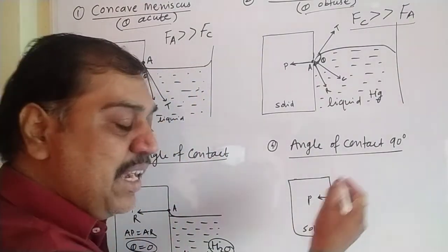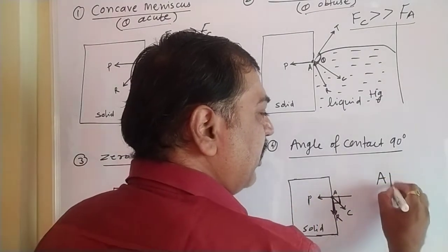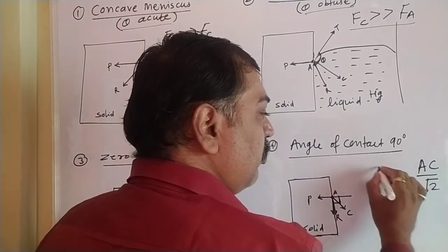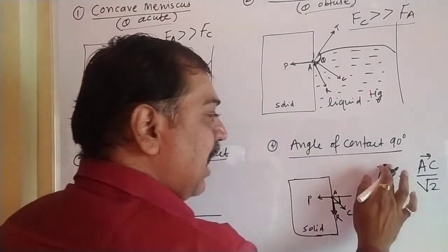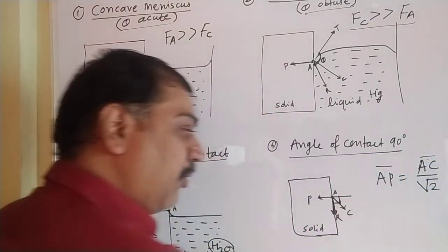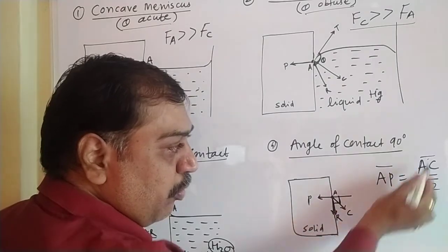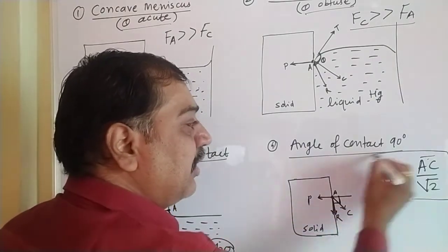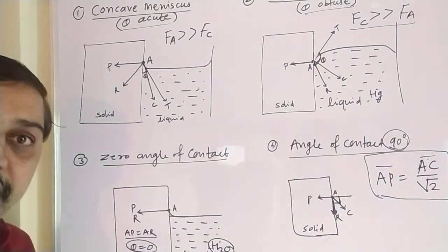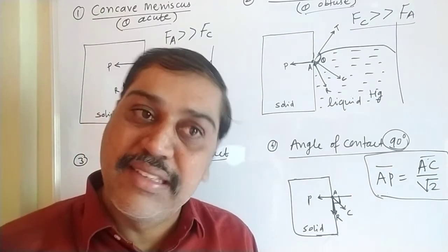Angle of contact is 90 degrees when AC and AP are related by one equation: AP equal to AC divided by root 2. They have not shown it, but we can show arrows. So AP equal to AC by root 2. If such a condition gets satisfied, angle of contact is 100% 90 degrees. So if AP equals AC by root 2, angle of contact is 90 degrees.